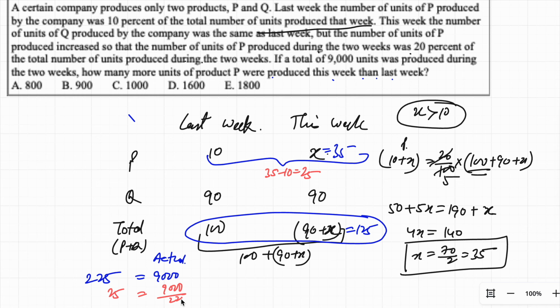So 9,000 upon 225 times 25. That gives us 1,000. So the answer should be option C, 1,000.